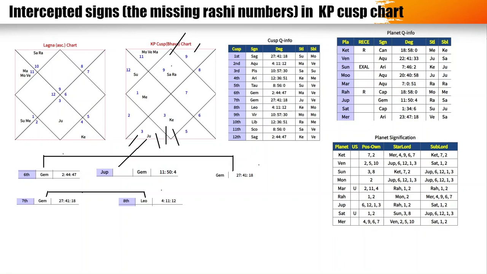So you have to just focus on the planet signification and need not worry about the intercepted signs. On the internet you'll find many resources where the mixing of energy, dual energy, and those kinds of things are mentioned about the intercepted sign. But within the Krishnamurti Paddhati, just treat it like any other cusp and just focus on the planet signification. I have not seen any special significance when a person has an intercepted cusp.